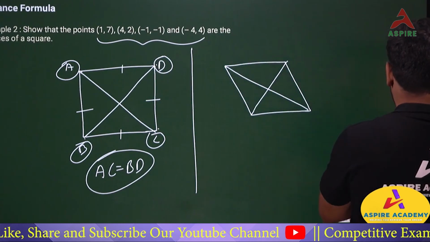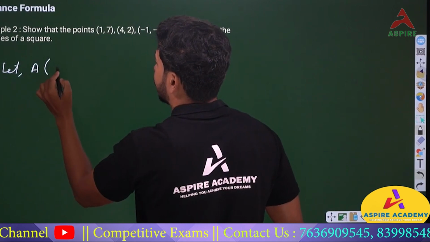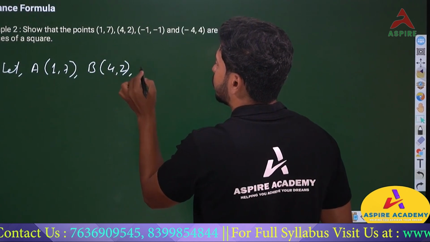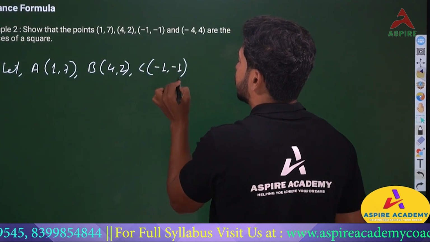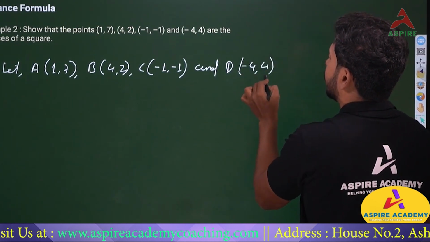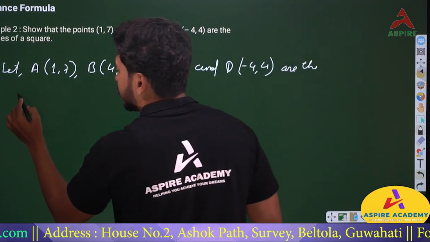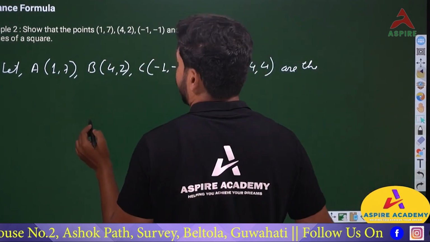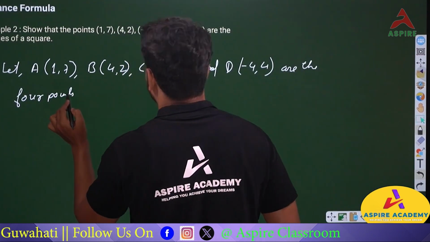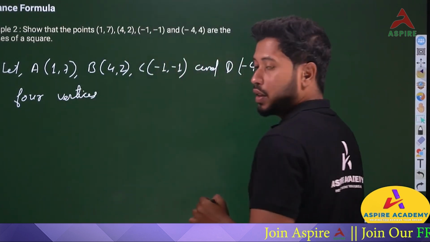Okay, so first of all, let A be (1, 7), B (4, 2), C (-1, -1) and D (-4, 4) are the 4 points, or the 4 vertices, we can say. Now we have to measure the lengths.